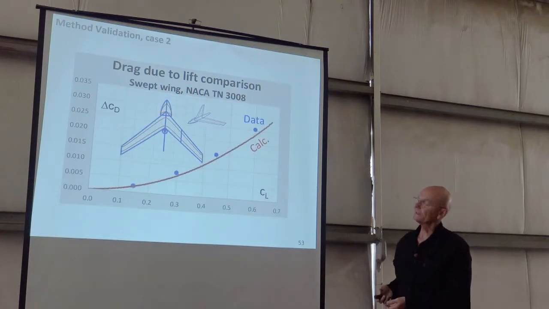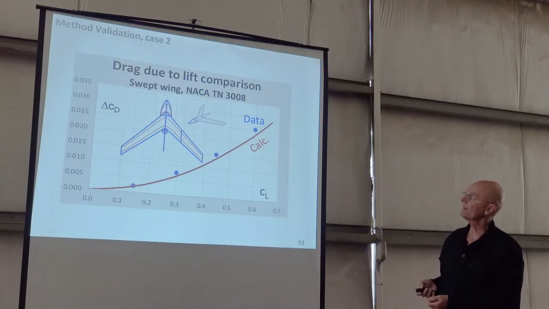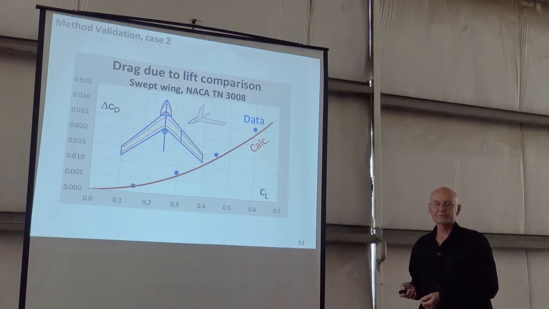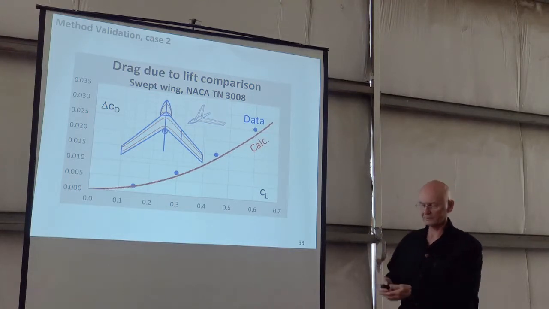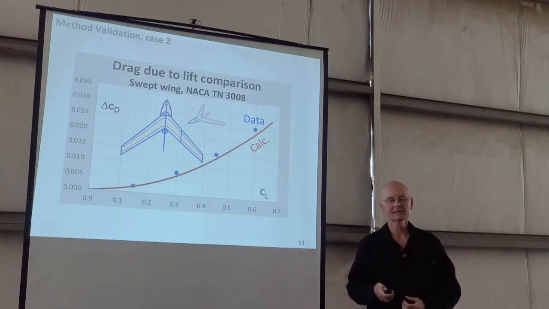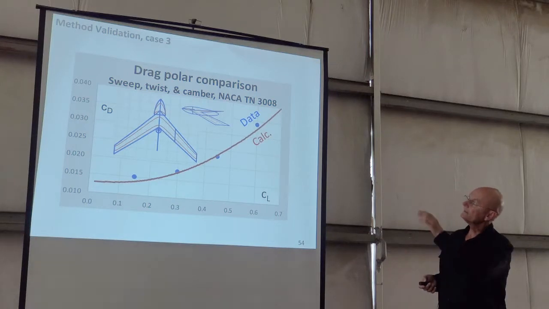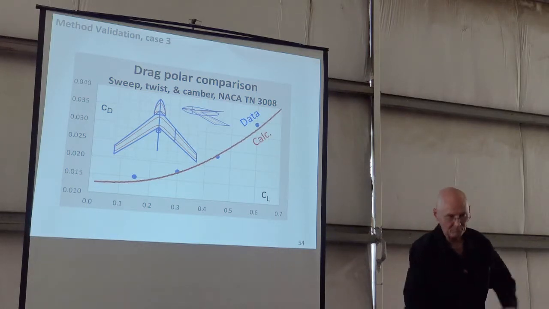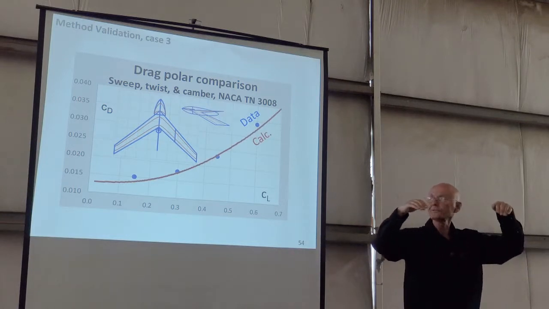Okay, so let's look at some realistic other examples. Now here we have a swept wing, untwisted, no camber. The agreement was decent between the calculation, which is the red curve, and the symbols, which are the blue curve. Now we're going to progressively challenge the method with more and more difficulty. Let's now twist and camber the wing. So now this guy, now the wing is swept, and it's using a cambered section.